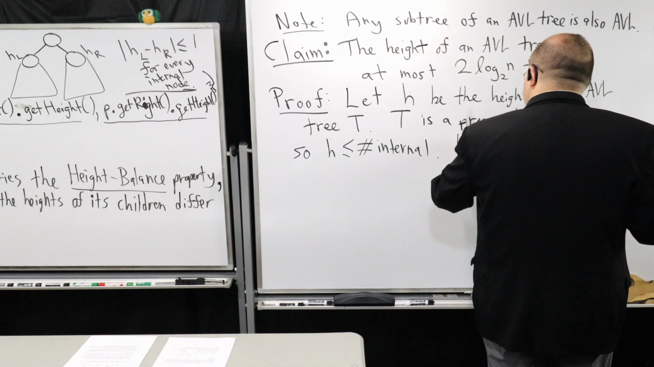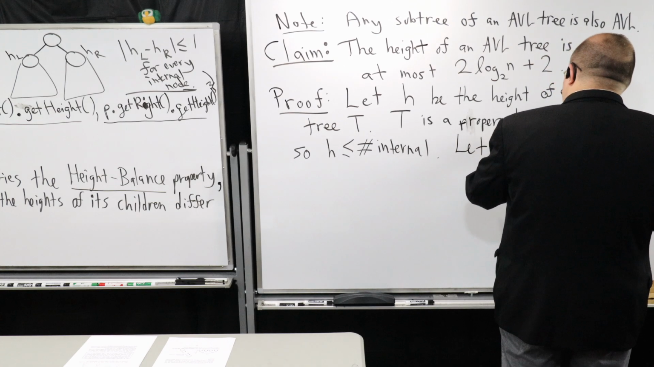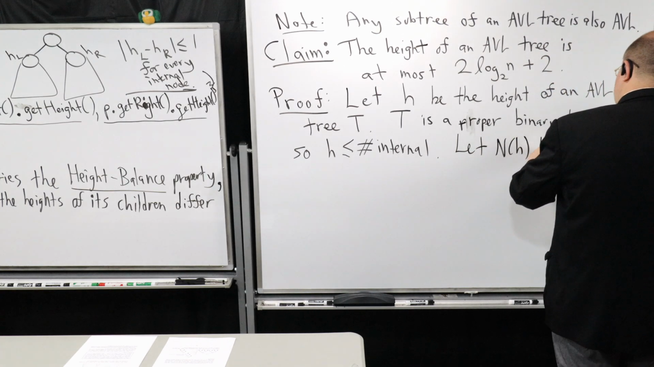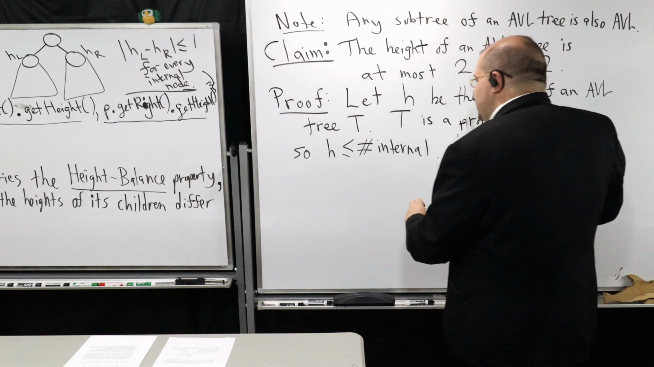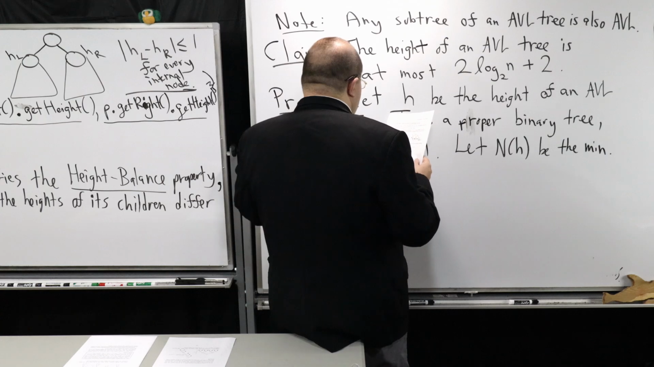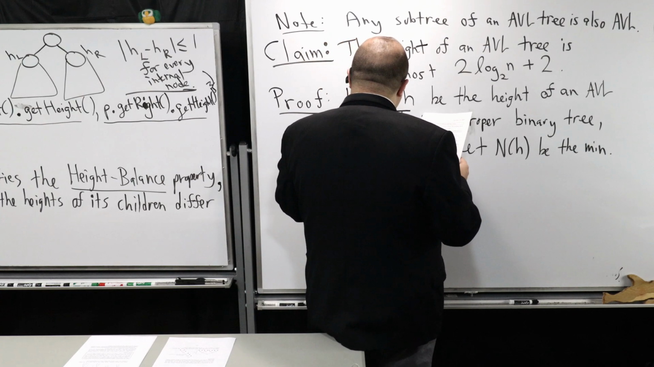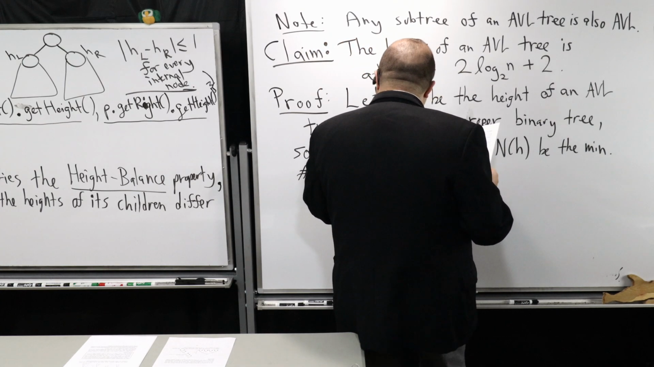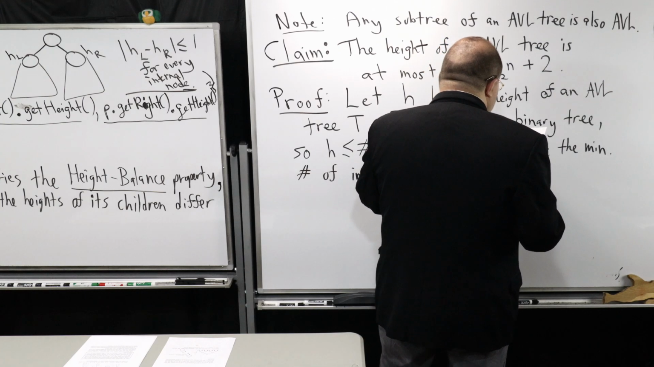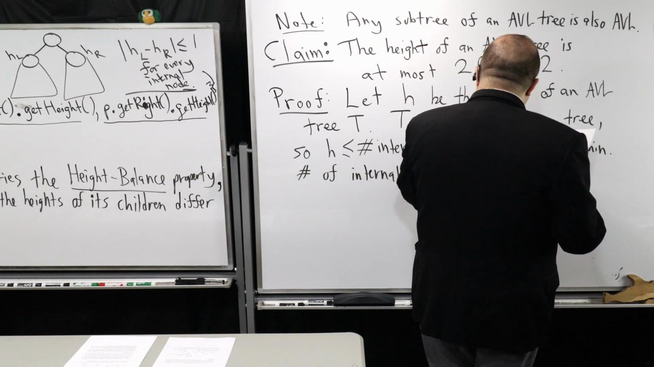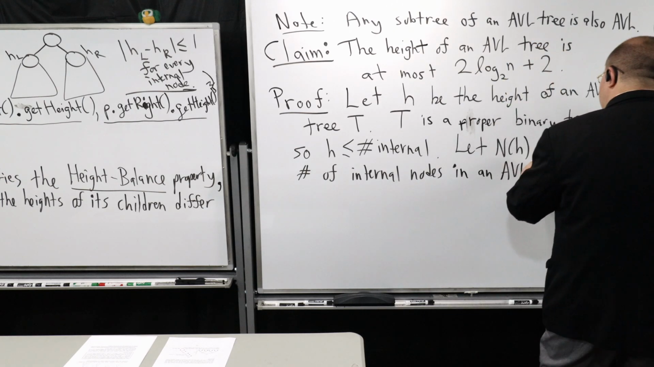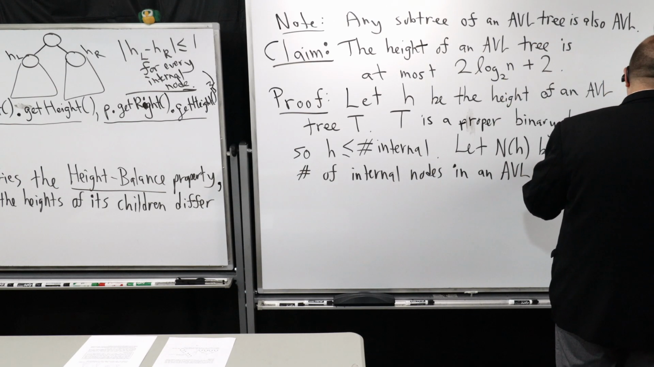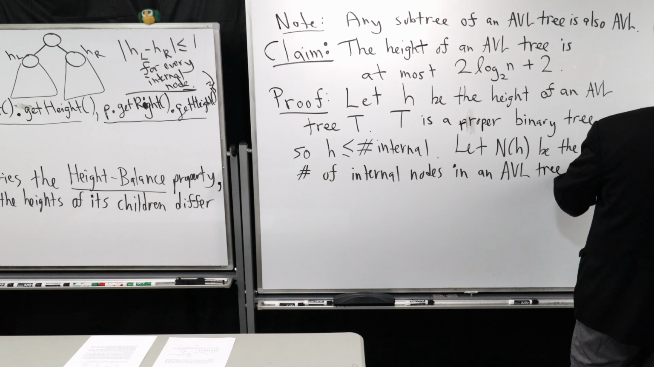So let N of H be the minimum number of internal nodes in an AVL tree of height H.